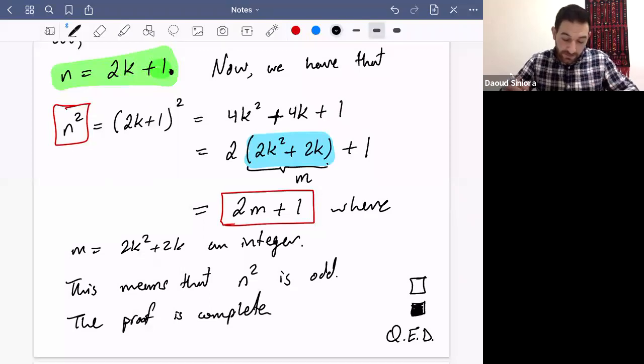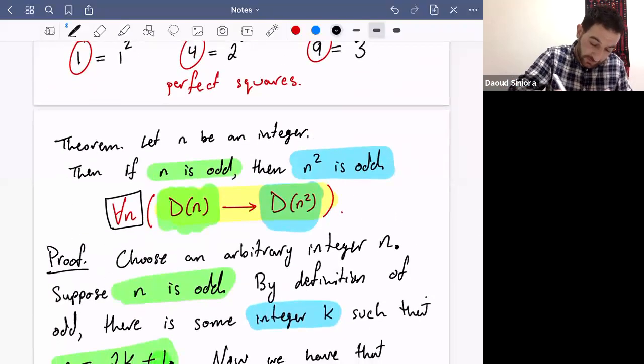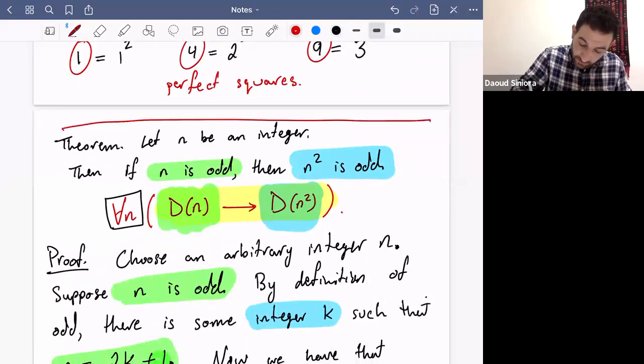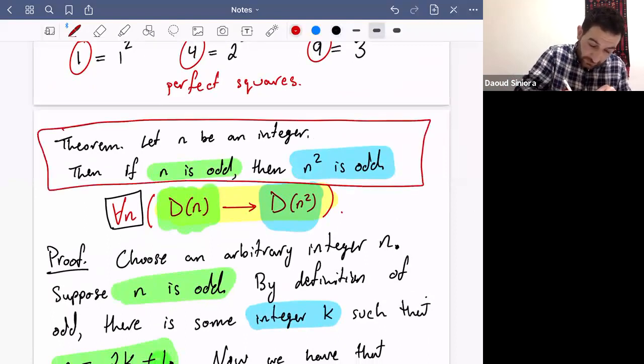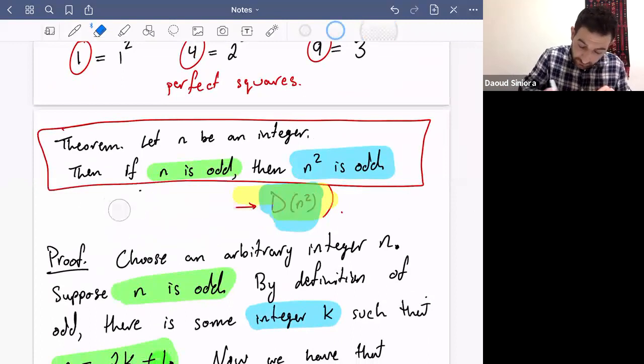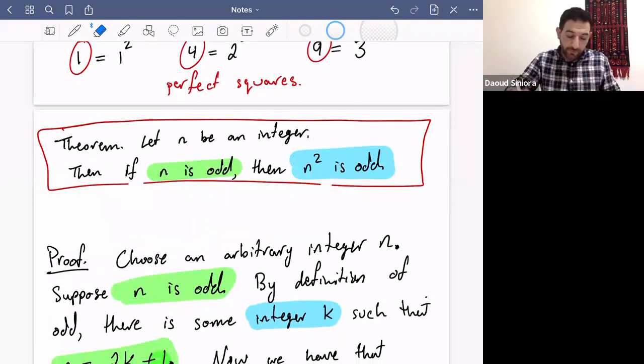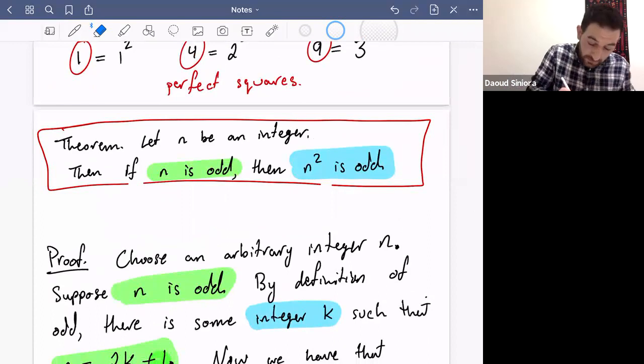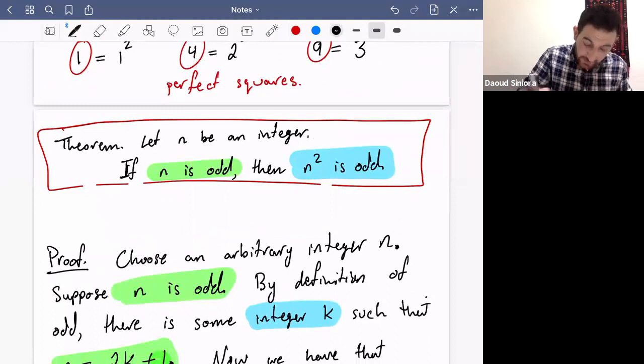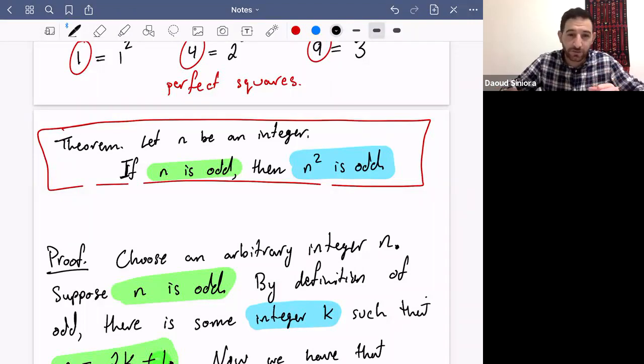Okay, now what is an easy corollary of this theorem? So let me just put the theorem in a red box. Okay, so we proved this. So we proved for any integer n, if n is odd, then n squared is odd, if you want. So let n be an integer. If n is odd, then n squared is odd. An easy corollary, like an easy consequence of this, is its contrapositive. The contrapositive, recall that.